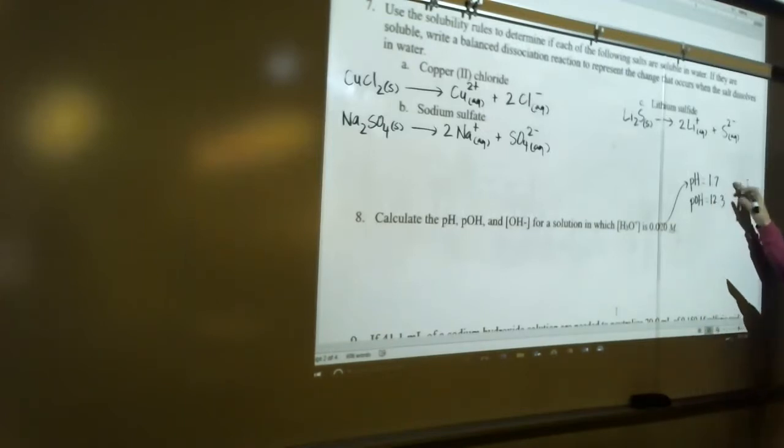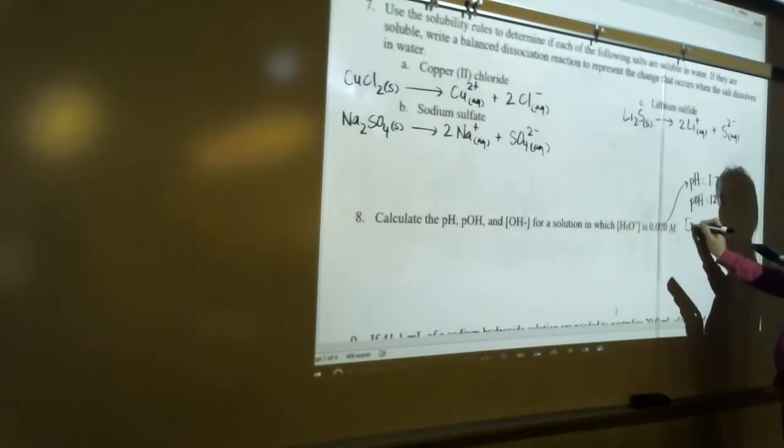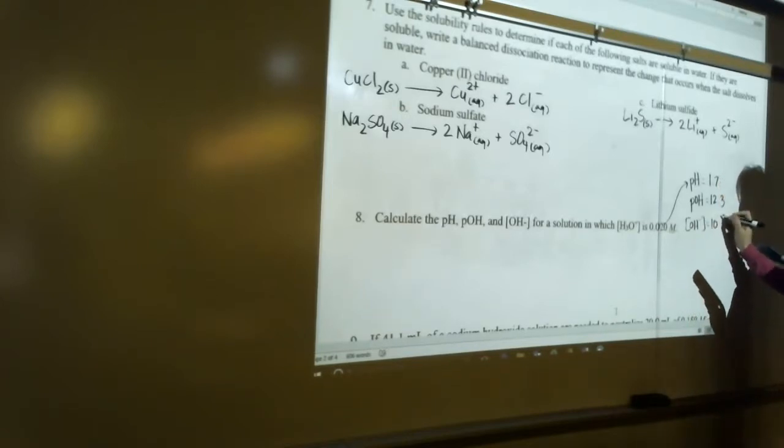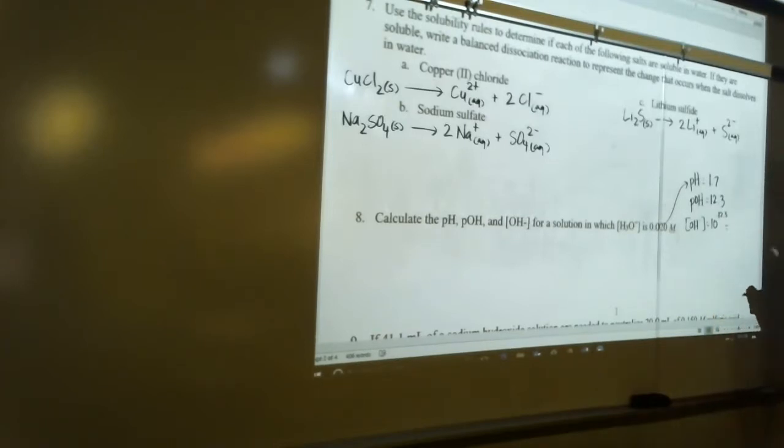Do pH or pOH need units? No. And then how do I get hydroxide ion? 10 to the negative pOH, right? So, does this one need units? Yes. And what is the unit? Right. Molarity, moles per liter. Questions on 8? All right.